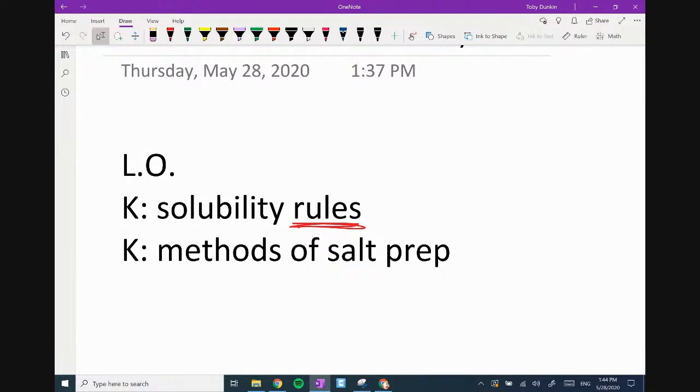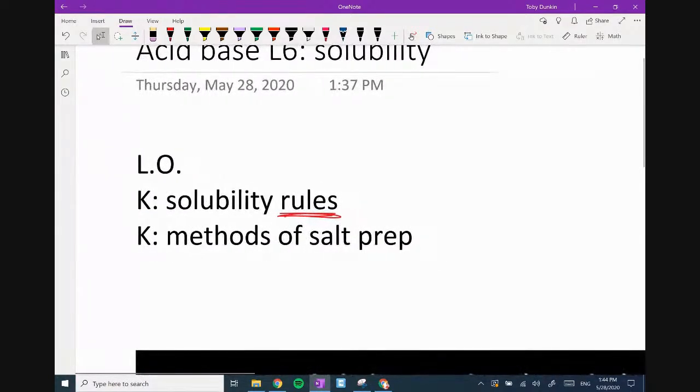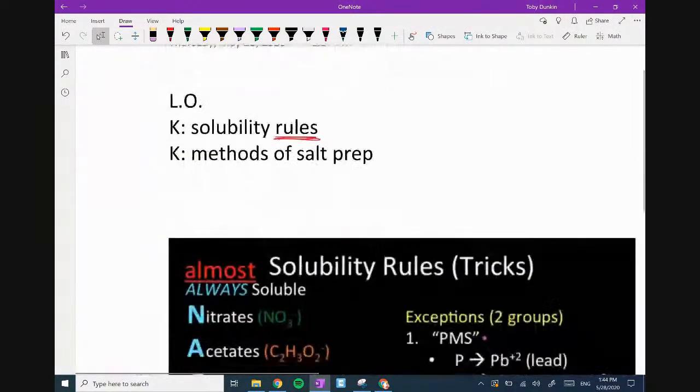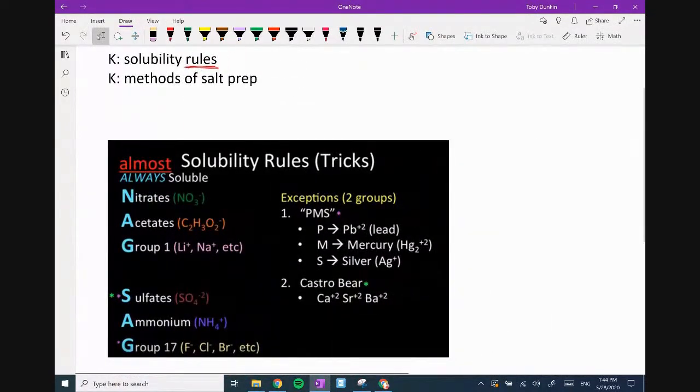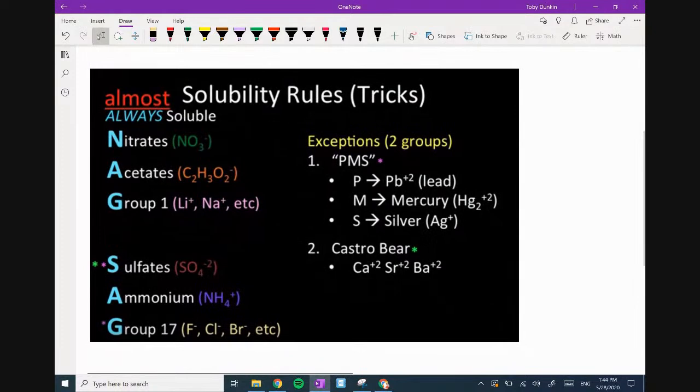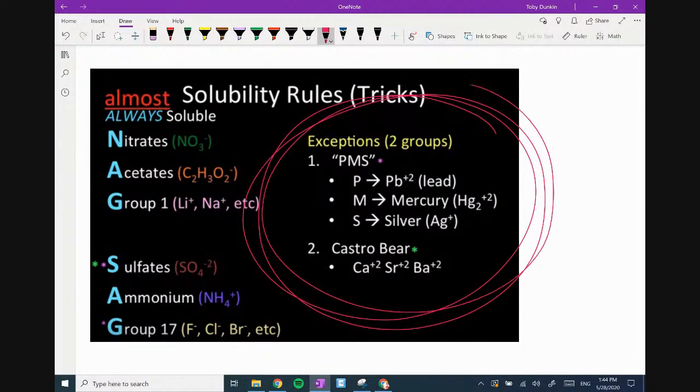And there's 2. Is that right? No, there's 3. Technically, there's 3. I'll put methods of salt prep. And we'll talk through those. Okay, so solubility rules are actually not as bad as it seems. So this is it, folks. This is all you need. 3 things. Nag-sag. It's a stupid word, I know. And the hilarity about all of this is, if I'm just going to sum it up, that's what I need you guys to know. PMS and Castro Bear.